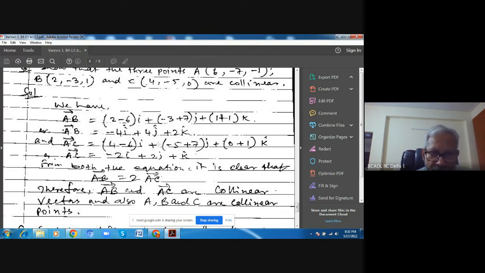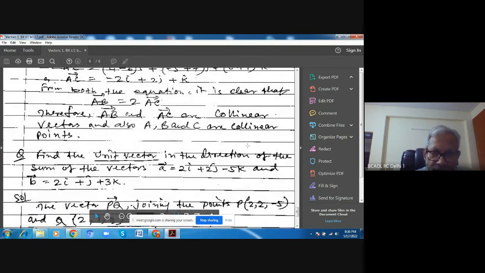Let's see what happens. Now it comes to K. Now you see, after the multiplication of this vector and this vector, there is some similarity. If we multiply this by 2, automatically 2i becomes 4, 2 becomes 4, and 1 just changes, it is doubled. Now both equations are clear that vector AB and 2 into vector AC are the same. So we can say the vectors are collinear.